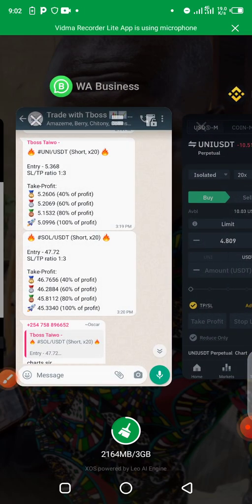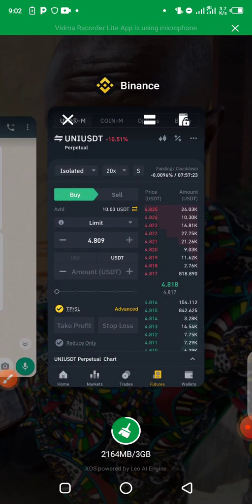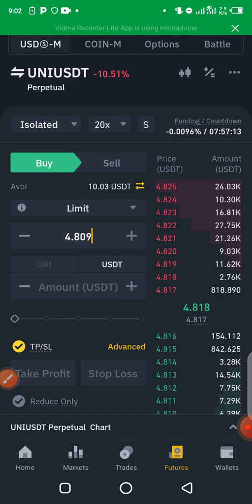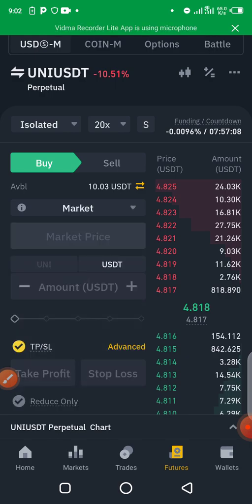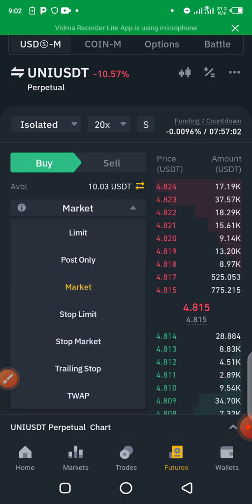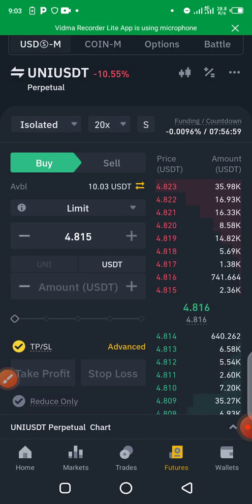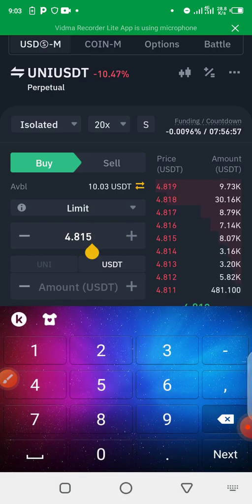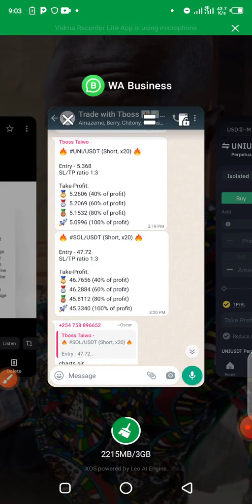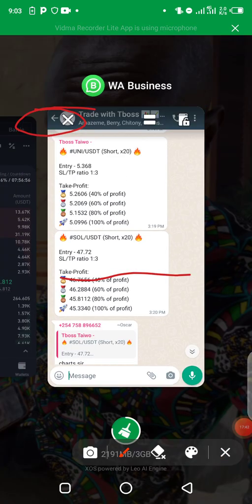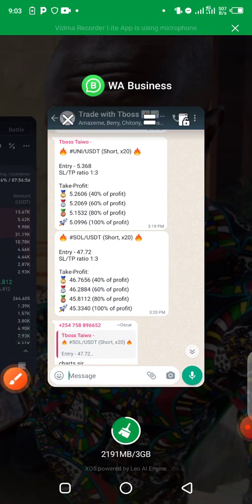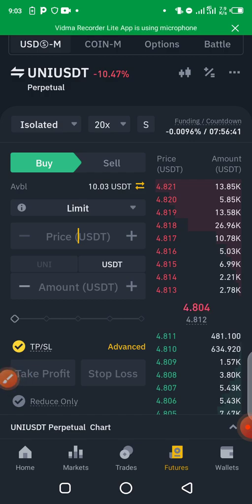Market. We are not going to enter at the market price. Let me show you the difference between limit and market. Market means that you are entering at the market price. Limit means that you can set your entry point. So let's set our entry point to what the coach gave us. You can see the entry from the WhatsApp group. This is the entry point. So we have 5.368. So go in here and click on that, right?